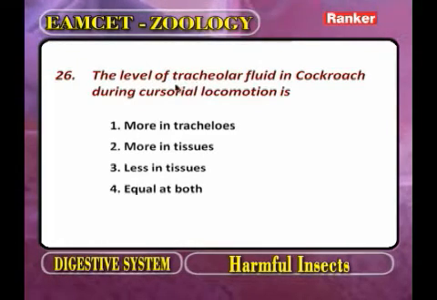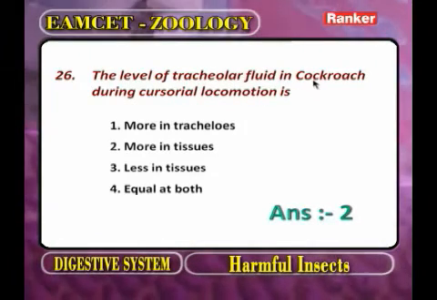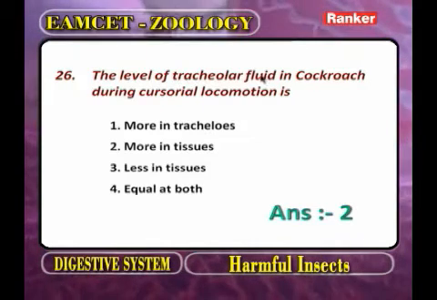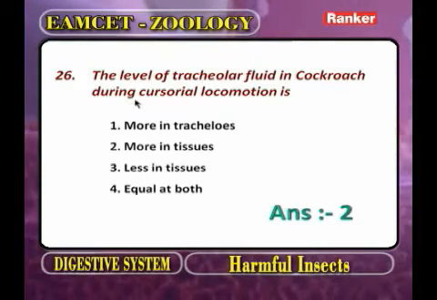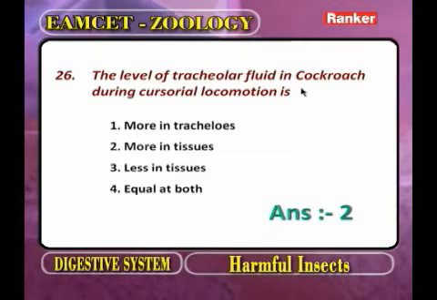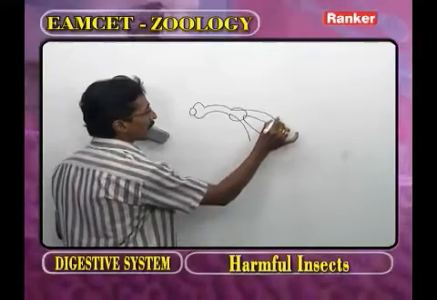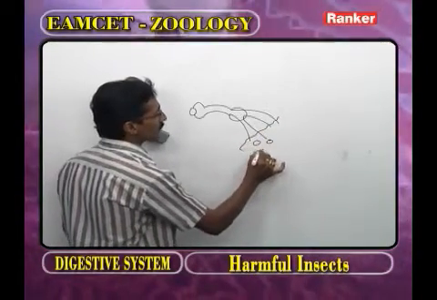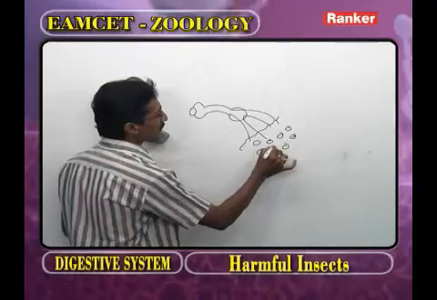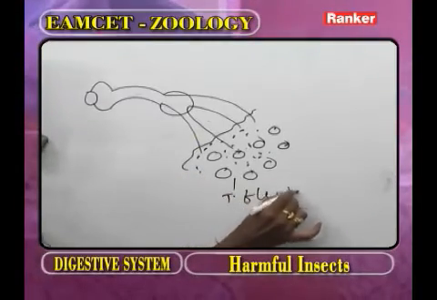The level of tracheolar fluid in the cockroach during cursorial locomotion. Now this part we call the spiracle. It opens into the atrium. This is the trachea. This is the tracheal cell, and these are the tracheoles. Now this one we call the tissue. The tissue consists of a group of cells. In the tissues, what is present? The tissue fluid is present.